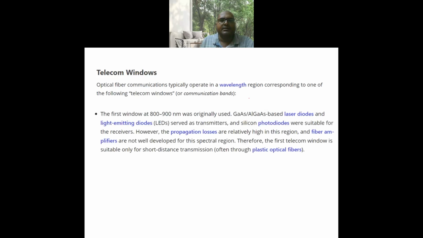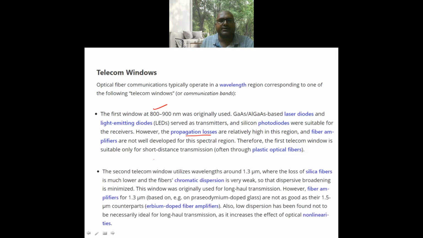Just now we discussed the problem of 850 nanometer: the propagation losses are more in 850 nanometer. The next, the 1310 nanometer window, is somewhat better compared to 850 nanometer, but still the erbium doped fiber amplifiers are available in 1550 nanometer. For that reason, at present we are majorly using the third window.